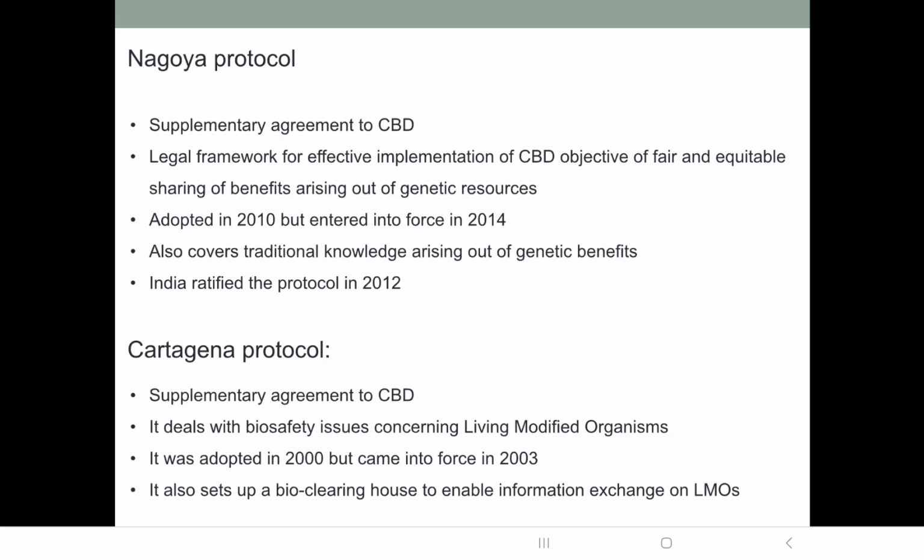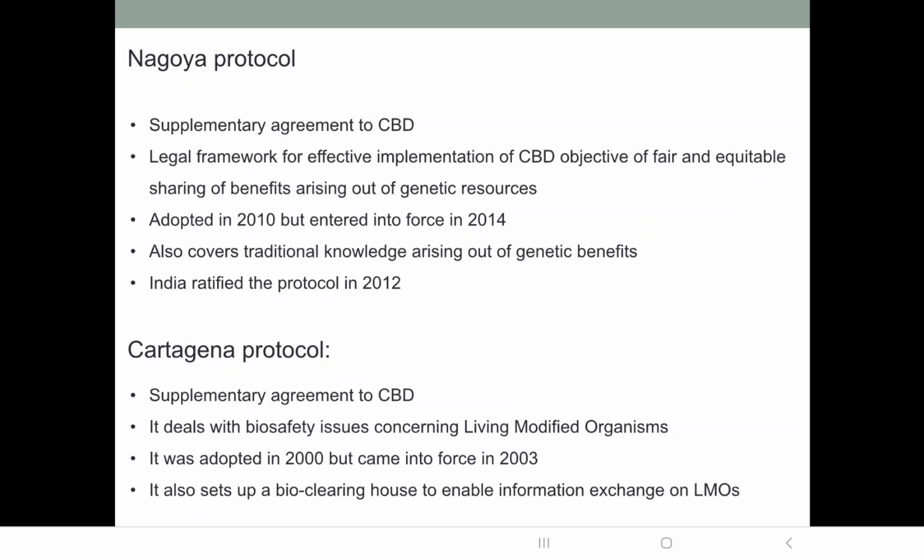Having understood the Nagoya Protocol, let us look at the Cartagena Protocol. Cartagena is a place in Colombia. The Cartagena Protocol is based on biosafety. Biosafety with respect to what? Living modified organisms. For this, you have to understand what a living modified organism is. Earlier, the name was genetically modified organism. Now you must have some idea of what a living modified organism is.